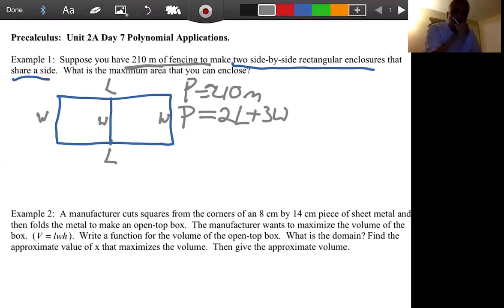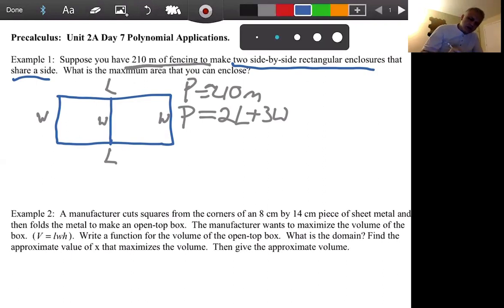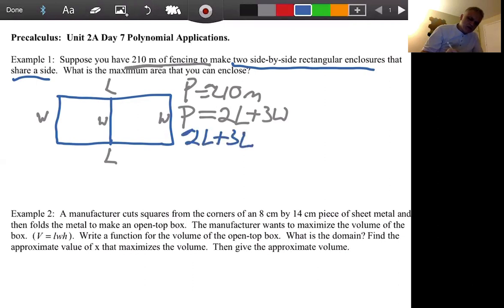Well, since we know that the perimeter is 210, we can rewrite this as 2L plus 3W. Instead of equals P, we can substitute equals 210 meters. Okay, I'll leave the meters out for now.